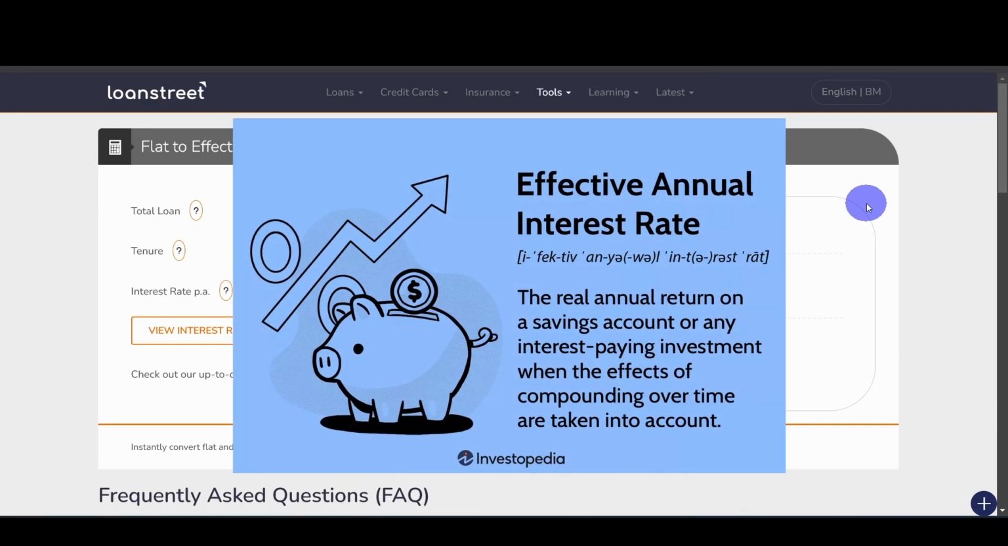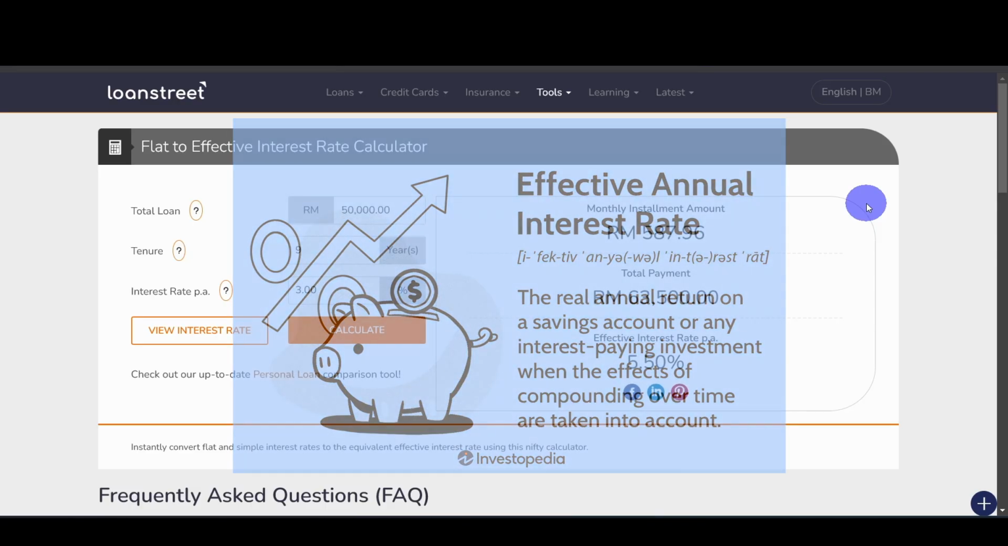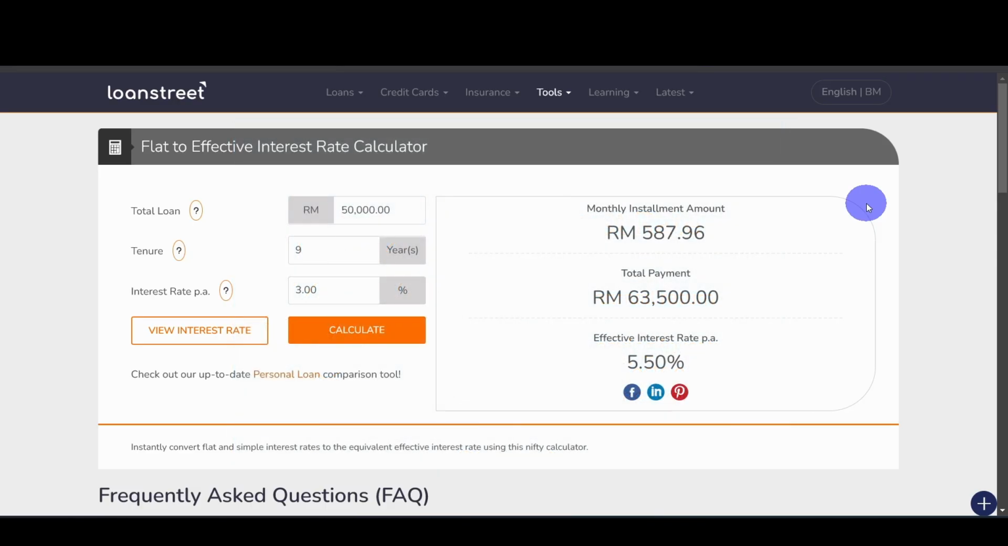Effective interest rate is the rate that takes into account the effects of compounding. We call it compound interest. Whereas for a flat rate, they charge you interest based on the amount that you loan, straight flat. Okay, so we want to compare these two, right? It's actually very hard to compare because of the different calculation methods. Because for compound interest, we compound every year to see the interest rate that is given.